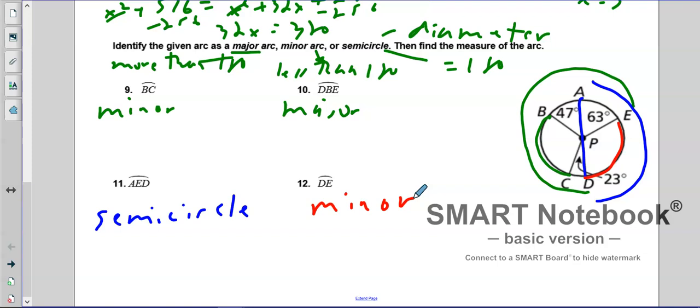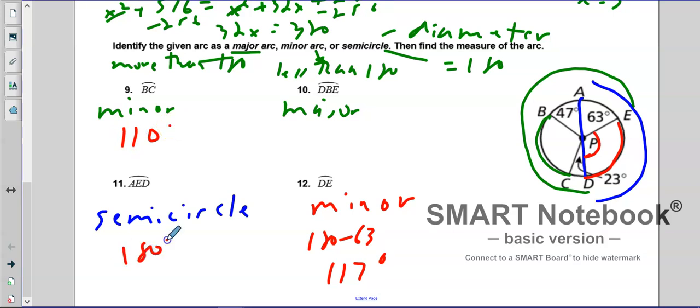Now let's do the math. Well, we know that AED is a semicircle, 180 degrees. So ED, right here, is basically 180 minus 63, which is 117 degrees. All right. Now, if we look at AB, it's 47, and DC is 23. Well, if we add those together and subtract from 180, we get BC. And BC is 110 degrees.